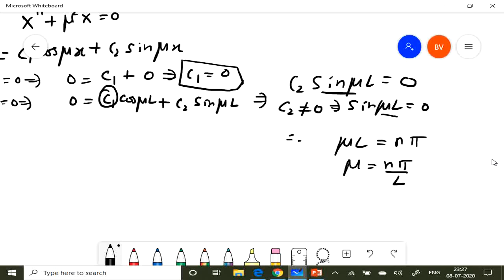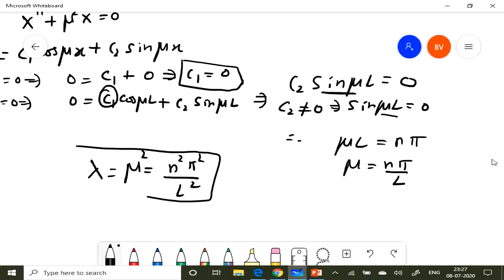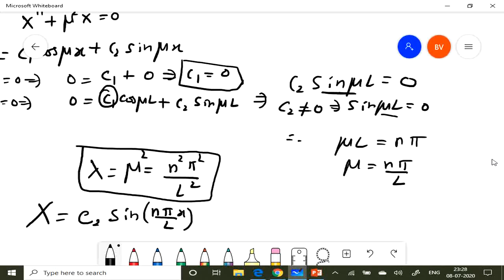So what is our lambda? Lambda is mu square, which is n square pi square over L square. This is the eigenvalue. For this eigenvalue, we will get eigenfunctions, isn't it? So what is our function x? X is some constant c times sine of n pi x over L. This is an eigenfunction.